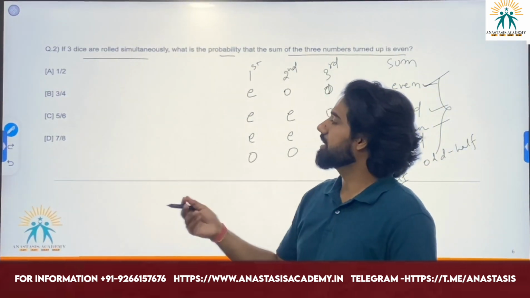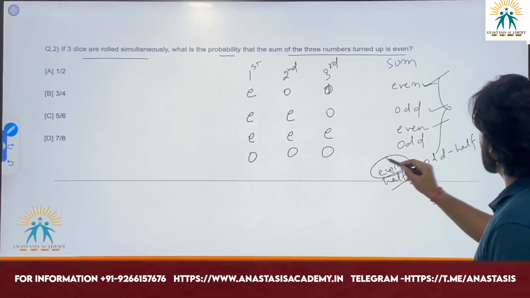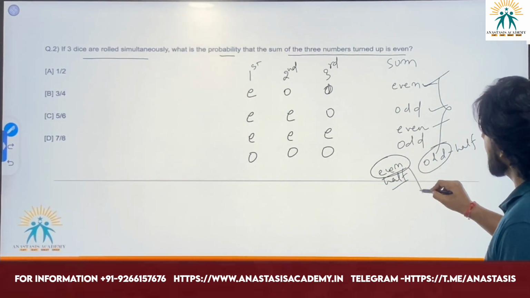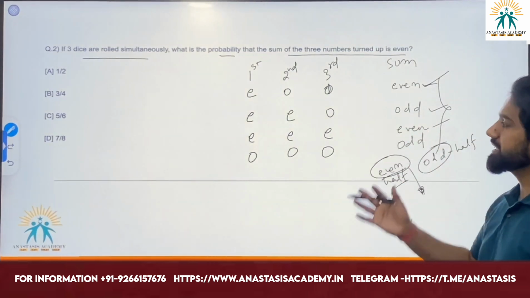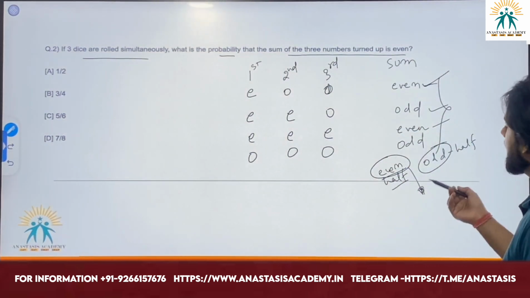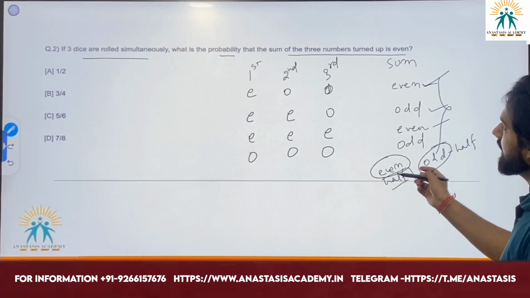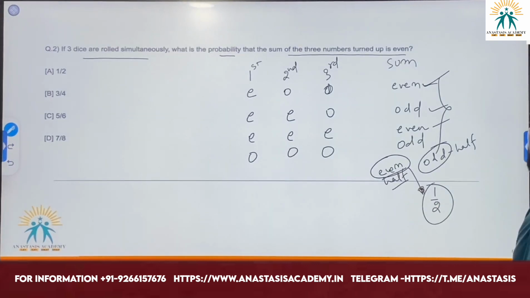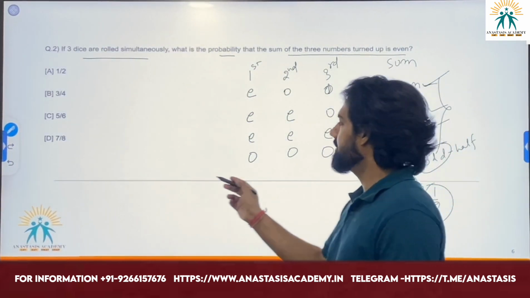So if I roll this die, the sums that are possible, even and odd, are possible. So even sums are half and odd sums could be half. Why? Because all these cases are equally likely. So I can directly say that the probability of these sums to be even would be 1/2. That would be half. Or I can just calculate the probability using the number of favorable outcomes.